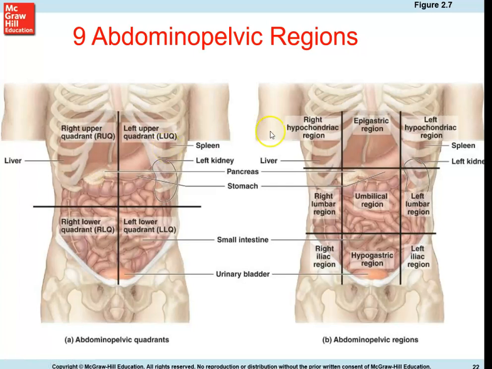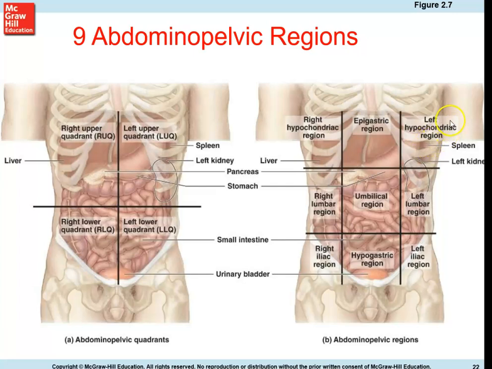You can go a step further and divide into 9 different regions for the abdominal pelvic area. If you start here, kind of at the area that's over the umbilicus or the belly button, this is called the umbilical region. Then I go up and I see the epigastric region. Epi means upon or on top of. So on top of the gastric region. So upon the stomach or on top of the stomach, here's the stomach. If you go down here, you see the hypogastric region. Hypo means low or below.